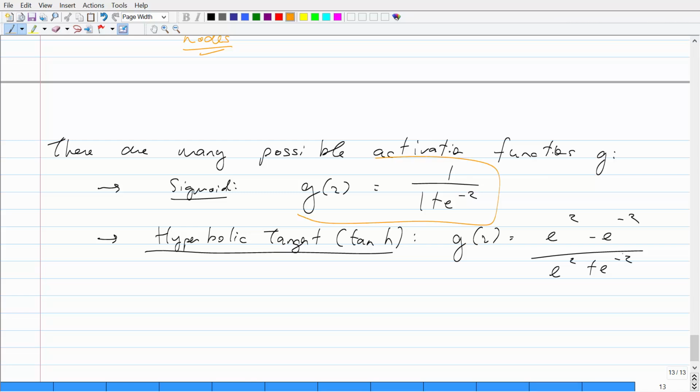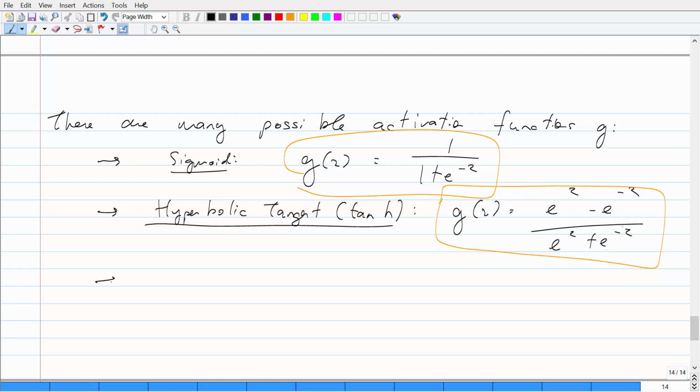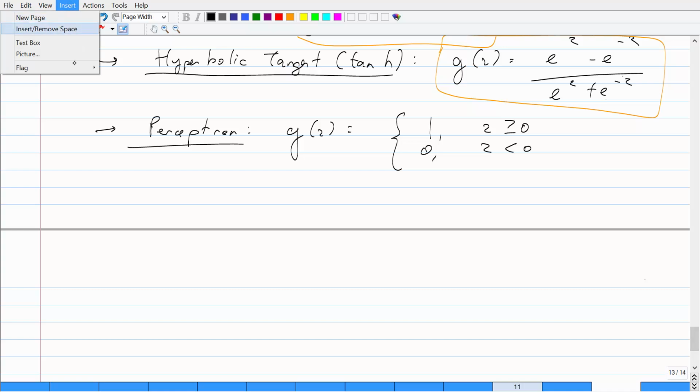Okay, so you have the sigmoid, you also have the hyperbolic tangent. I'll talk about what these are in a minute, in terms of behavior, but I just wanted to lay these out. And there's also something called the perceptron. This is also a biologically inspired model, based on how neurons fire in the brain. It's a very simple model. It's basically a step function, where the output is 1 if the input is positive, and the output is 0 if the input is negative. So let me just show you what these look like.